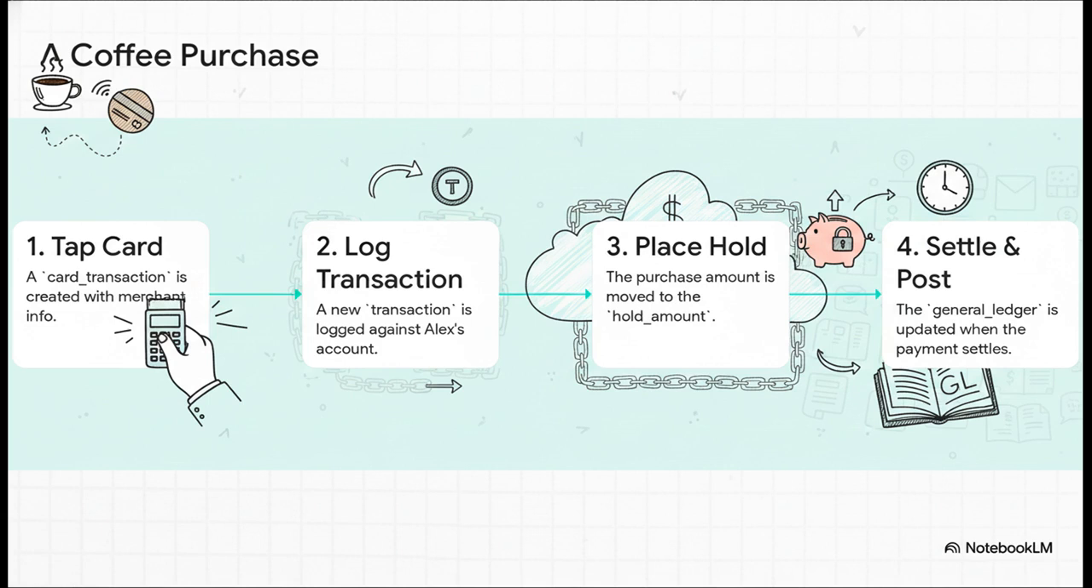A card transaction record is created, which tells Alex's account to put that money on hold. Then, later, usually overnight, the payment officially settles with the coffee shop's bank, and only then does the master general ledger get its final official update. It's a whole 5-step ballet from one simple tap.